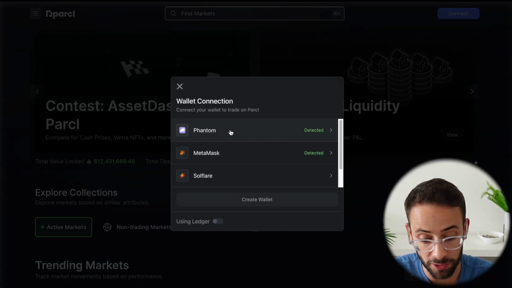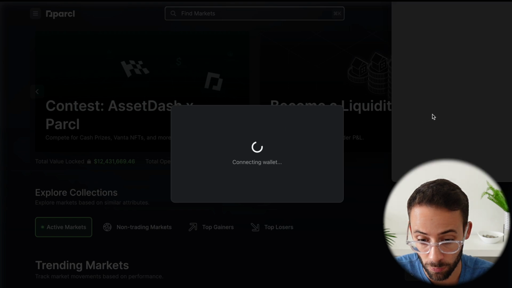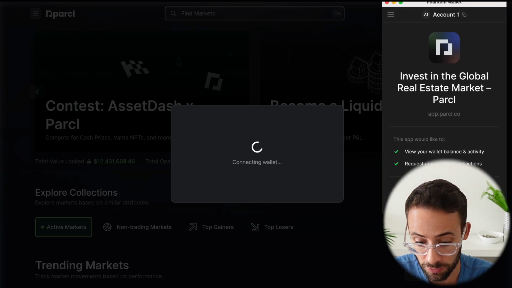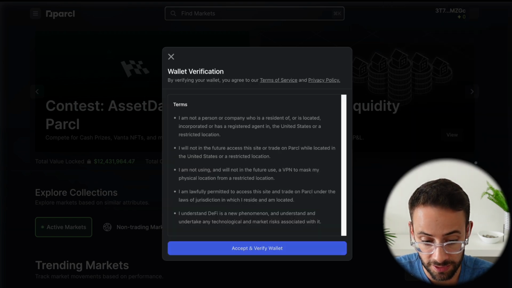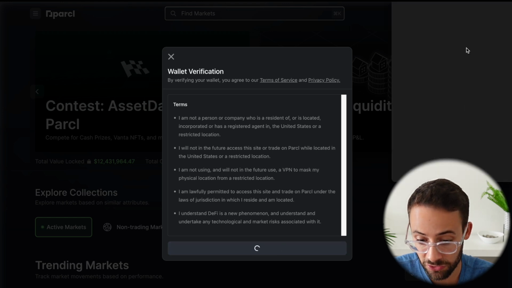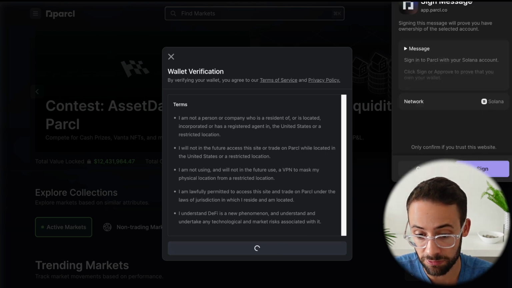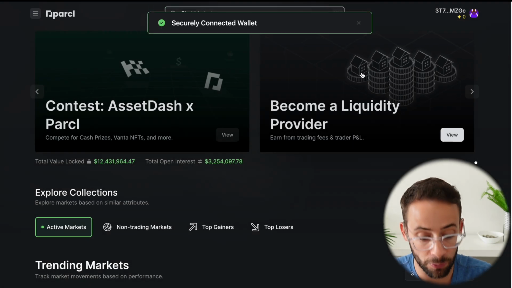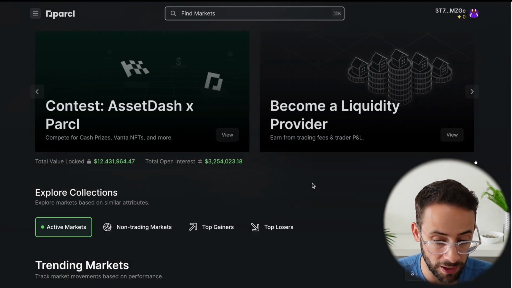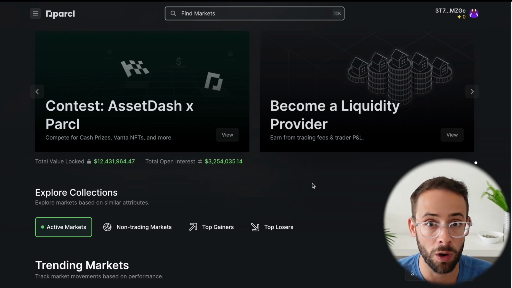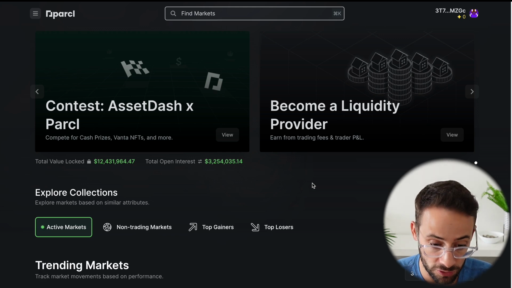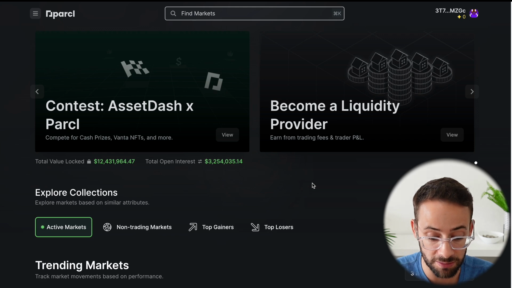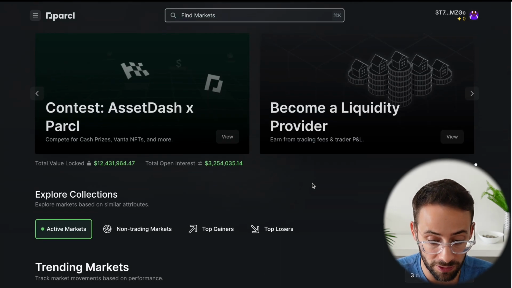Once you do that, it's going to prompt you to connect your Solana wallet, which I'm going to go ahead and do with Phantom. So you hit connect, and then you have to sign a message in your wallet that's basically verifying your wallet address. So let's go ahead and hit sign. And now we're in. So this is what the home page of Parcl looks like. And I'm going to walk you through exactly what you can do with this, how you can trade real estate markets, and how you can qualify for the airdrop.